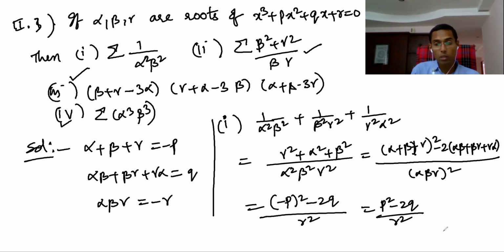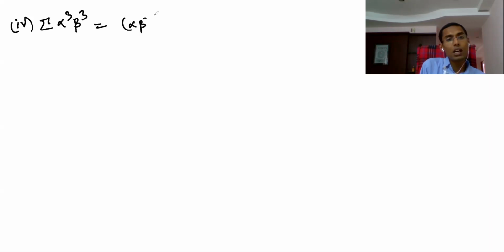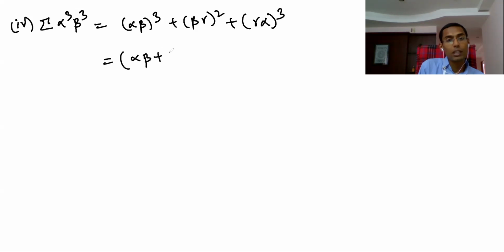Fourth one is summation alpha cube beta cube. So next, fourth is summation alpha cube beta cube. So this is alpha beta plus beta gamma, second term, summation. Third term is gamma alpha whole cube. So this is like a cube plus b cube plus c cube, already we discussed, is a plus b plus c. This is a, b, c. a plus b plus c into a square, b square, c square.